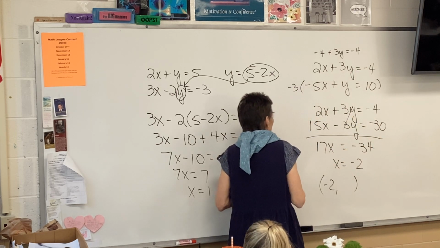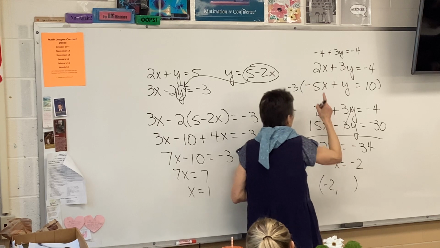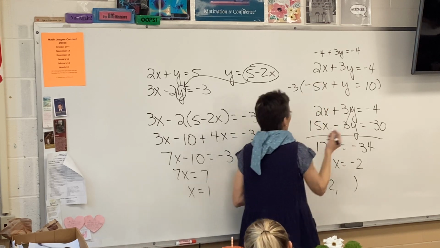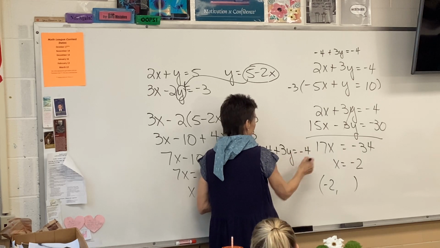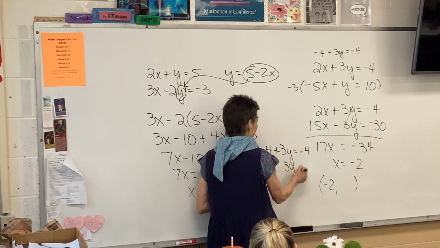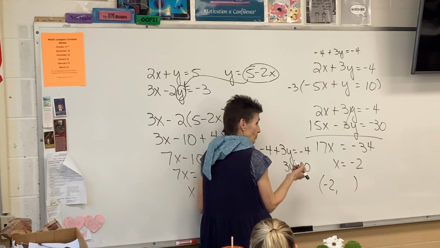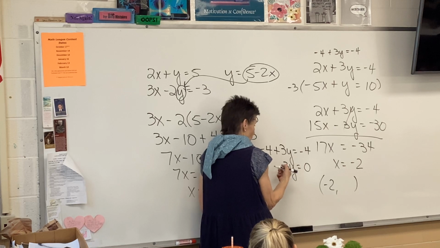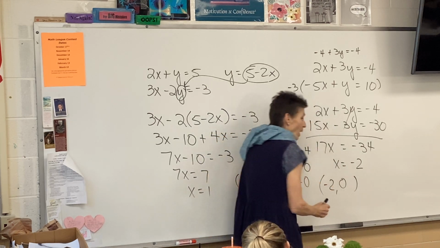Oh, I'm glad this happened, because some of you had something like this on your quiz. If we have negative 4 plus 3y equals negative 4, what are we going to do? Add 4 to both sides? So we get 3y equals 0. That is not no solution. That's solvable. If 3y is 0, what's y? 0, yeah. y can be 0.